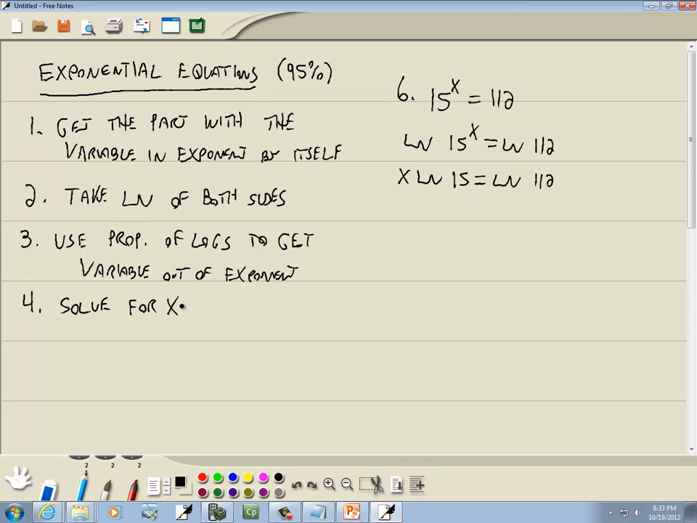Now I say solve for x in step 4. Well, natural log of 15, that's just a number. Now think what you did when you had a number like this. 7x is equal to 14. To get the x by itself, you divided both sides by 7, divided by that number. Since natural log of 15 is just a number, we're going to divide both sides by natural log of 15.